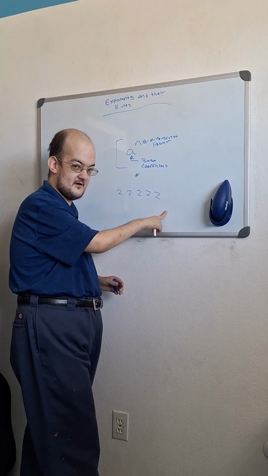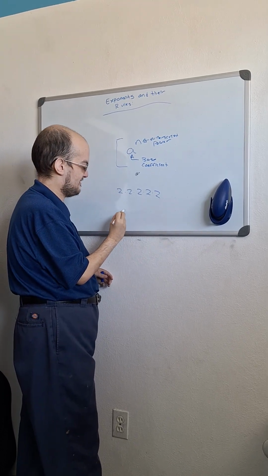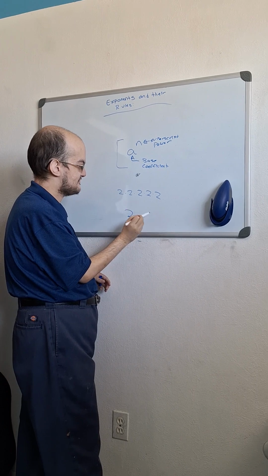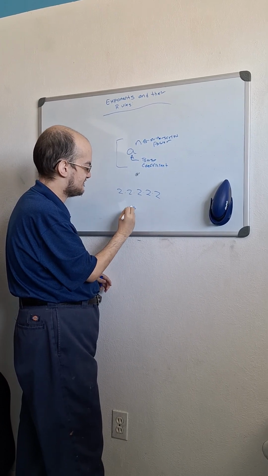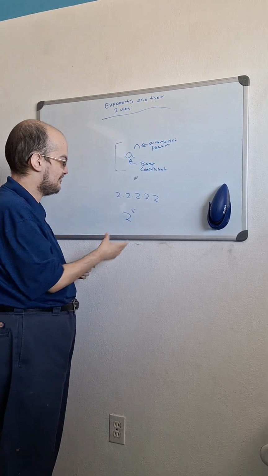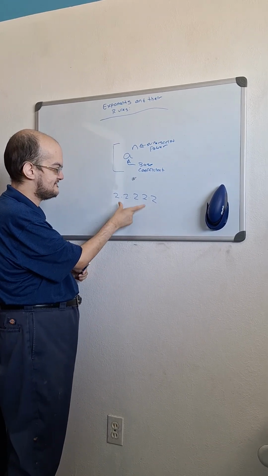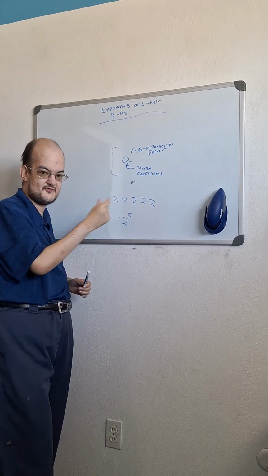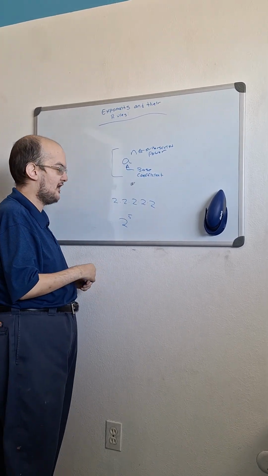So the most simple way of writing this is going to be, again, a base raised to a power, and this is going to be the power of 5. So this means the same thing as this, it's just a shorthand of writing it.